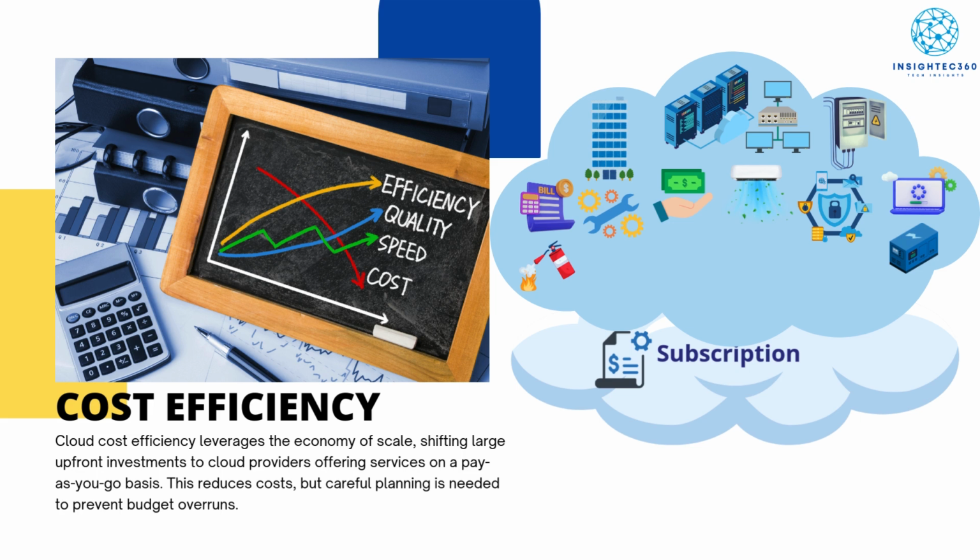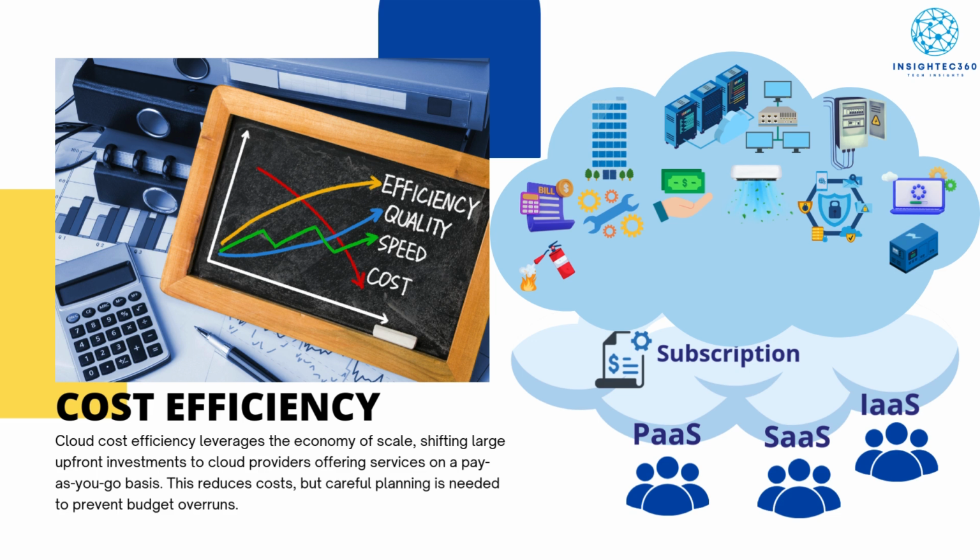Cloud providers offer three main categories of services to meet different organizational needs. Infrastructure as a service, IaaS, where businesses can rent virtualized computing resources such as servers, storage, and networking without having to own or manage physical hardware. Platform as a service, PaaS, which provides a development environment for building, testing, and deploying applications without worrying about the underlying infrastructure. Software as a service, SaaS, which allows organizations to use fully functional software applications hosted in the cloud, such as email, CRM, or collaboration tools, on a pay-as-you-go basis.